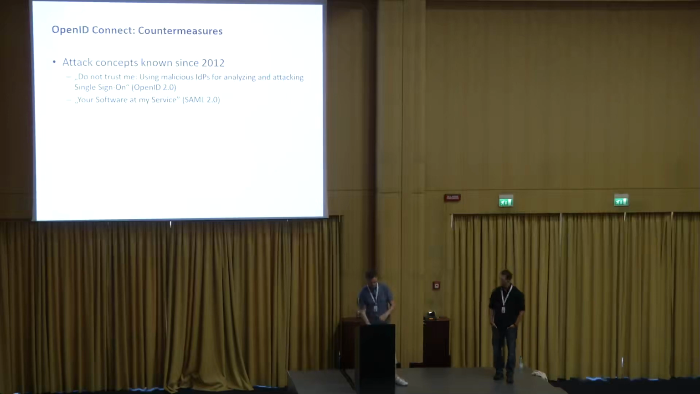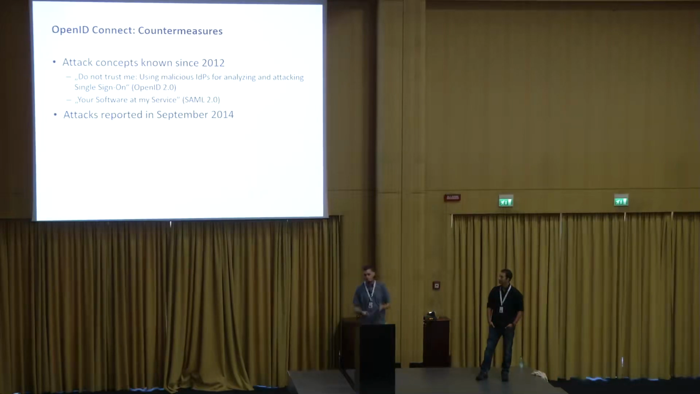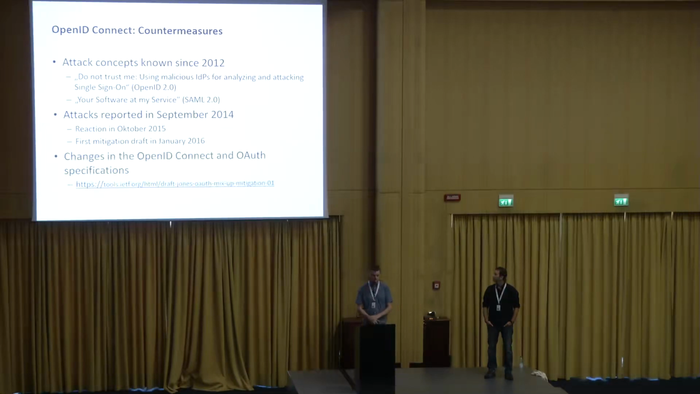Okay, so the attack concept of attacker IDPs has been known since 2012. Vladi and I have used it since 2012 to write some research papers. And in 2014, OpenID Connect gets standardized. So in February 2014, we had a look at OpenID Connect, and we started looking at it and said, oh, what can we do when we have such an attacker IDP? And we reported some issues to the OpenID Connect specification work group and to the OAuth working group, saying there are some problems when you use discovery and when you redirect and so on. In October 2015, they reacted. They invited us to find some countermeasures. And now in January 2016, there is a mitigation draft that addresses this issue.